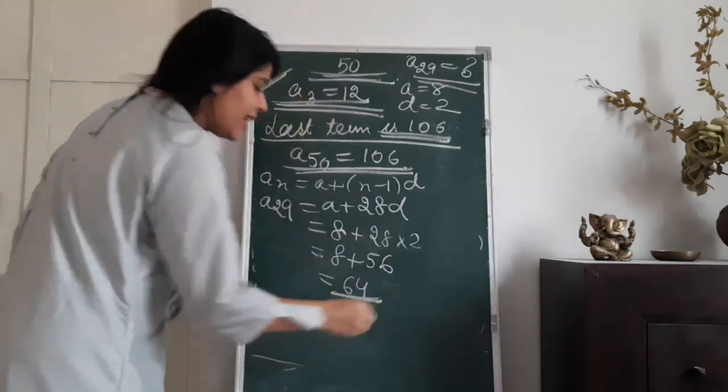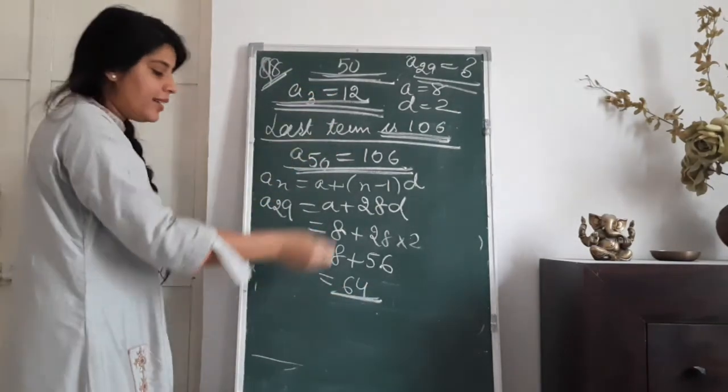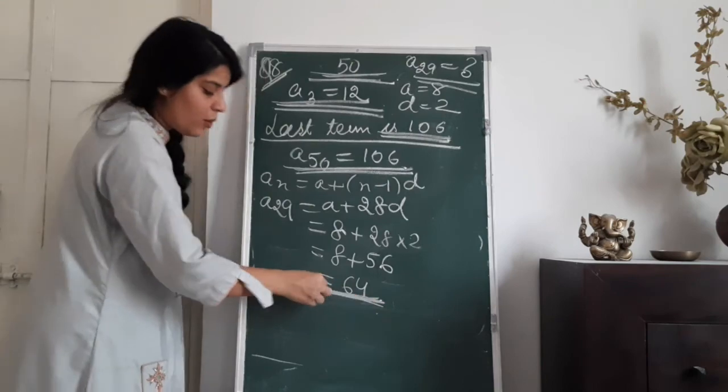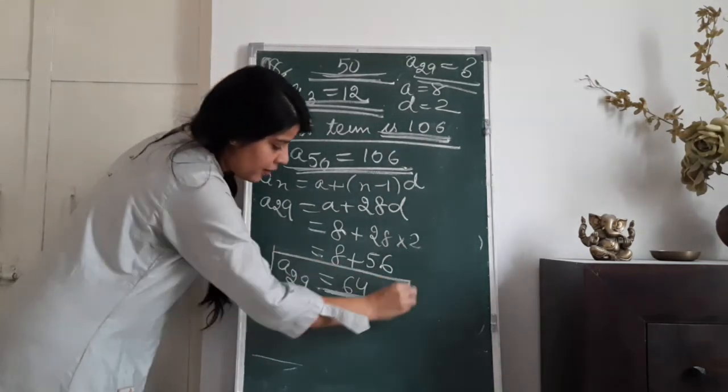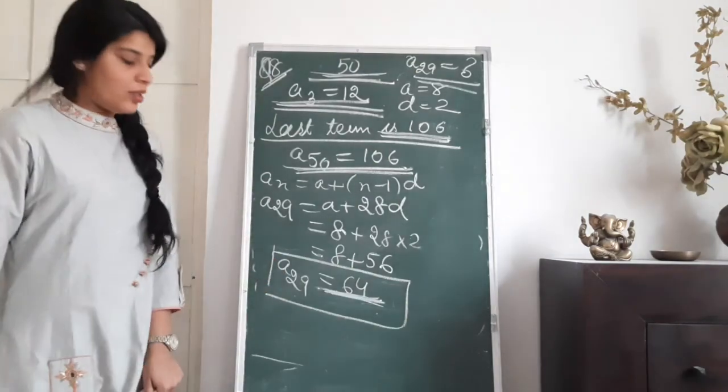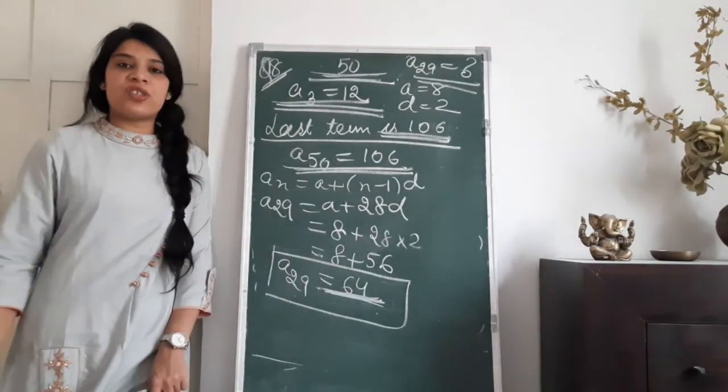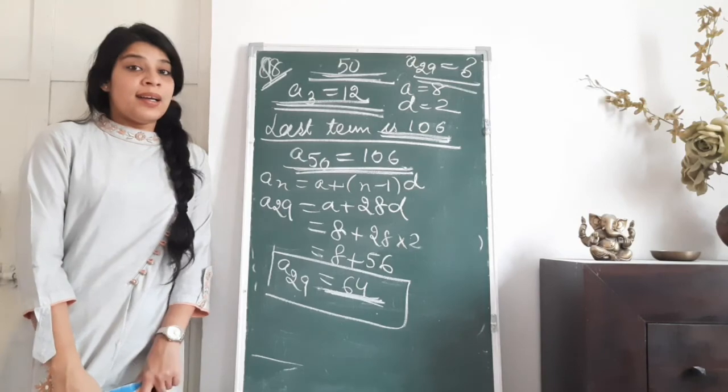So the 29th term of this AP is equal to 64. Okay. I hope this question is clear to you.